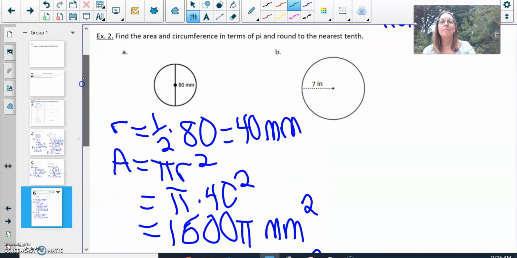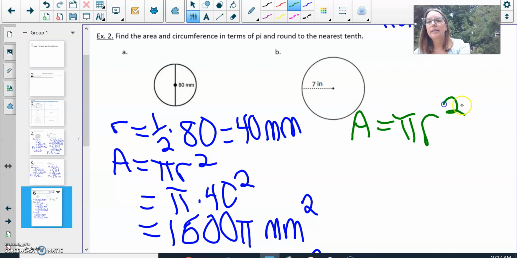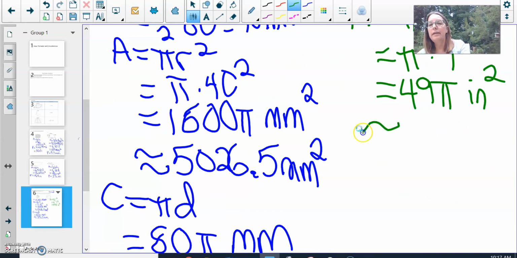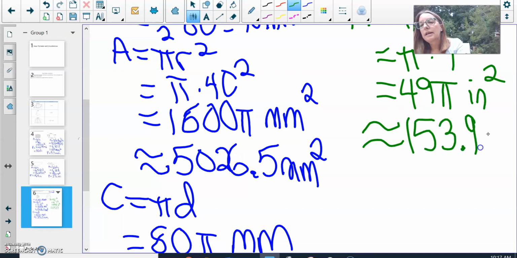Okay, and our last example, now they give me a circle and they tell me the radius is 14. So for area, I would do pi r squared. So it's pi times 7 squared. My exact answer, 49 pi inches squared. Using the pi button and rounding, my rounded area is approximately 153 and 9/10 inches squared.